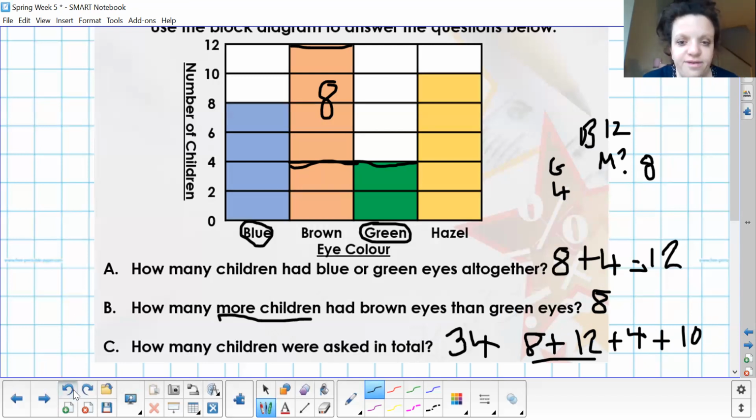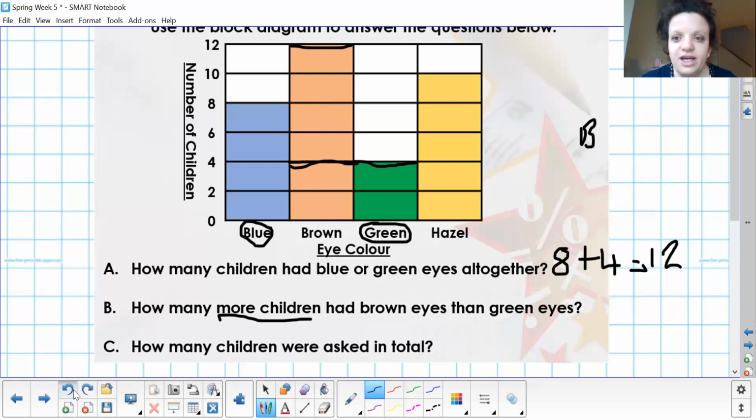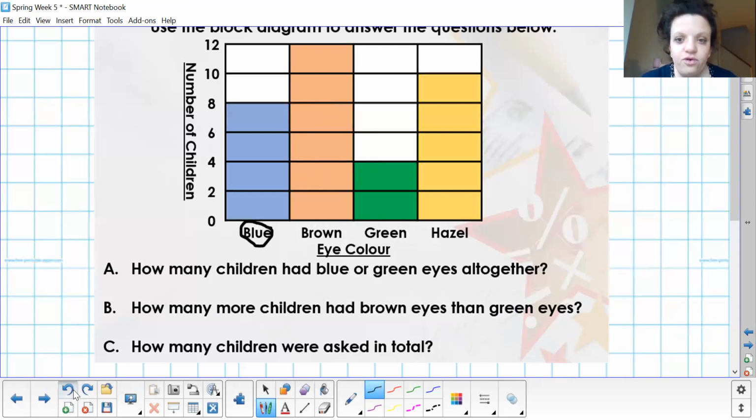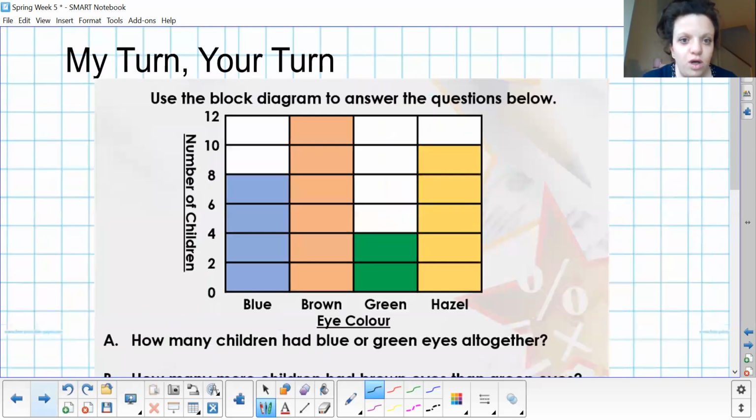Okay, I want to show you one more thing. I'm going to delete all of my workings out. One more thing before you have a go at your questions today. What would happen if I asked another child their eye colour and they said green? So it's not another 2 children, it's another 1 child and they said green. What would I do? Pause the screen and write it down.